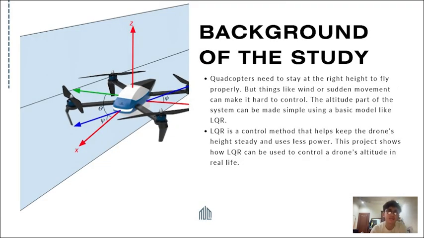So next, the background and motivation of the study. A quadcopter needs to stay at the right height to fly properly, but things like wind or sudden movement can make it hard to control. The altitude part of the system can be made simple using a basic model like LQR. LQR is basically a control method that helps keep the drone's height steady and uses less power. This project shows how LQR can be used to control drones' altitude in real life.